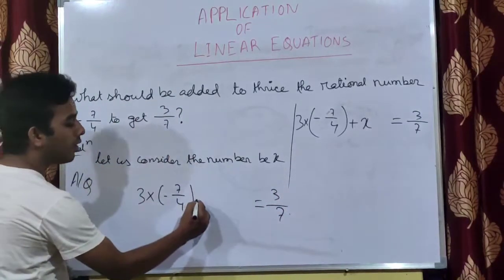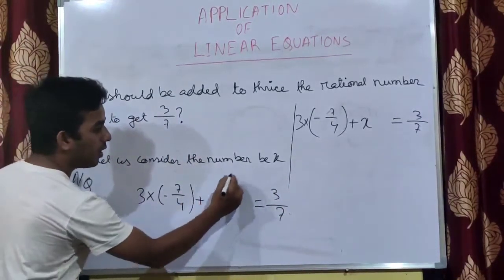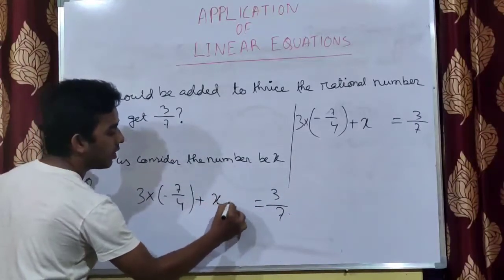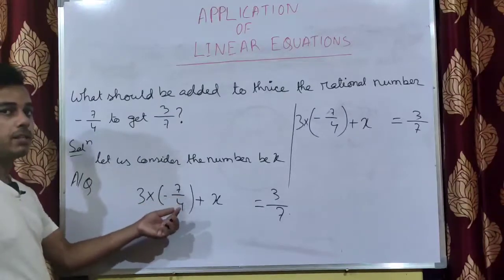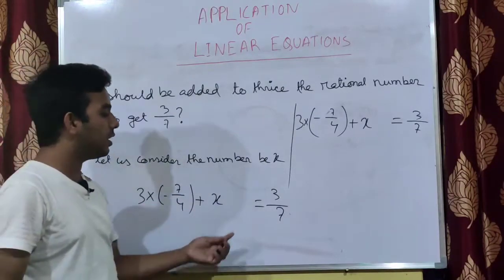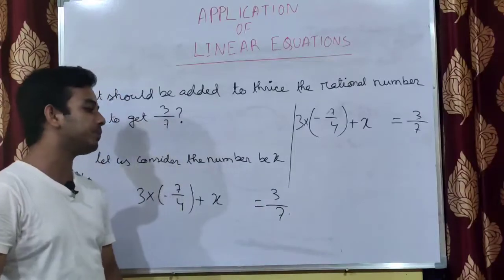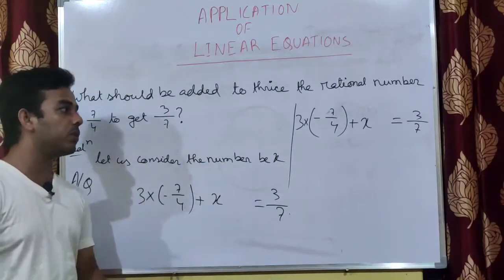So what should be added? The number must be what? The number is x, right? So our equation will be like this. That means 3 into minus 7 by 4 plus x equals 3 by 7. So now let us solve this equation.